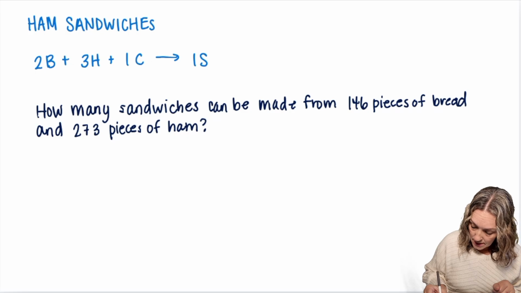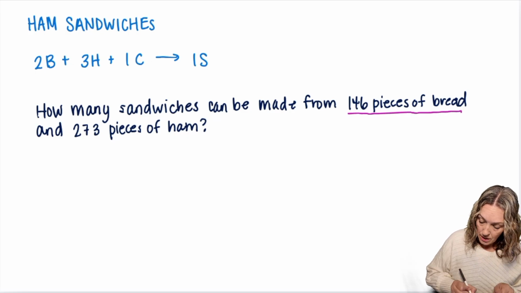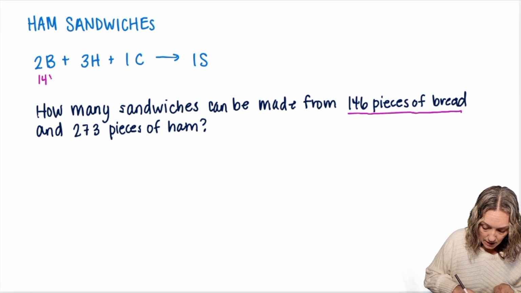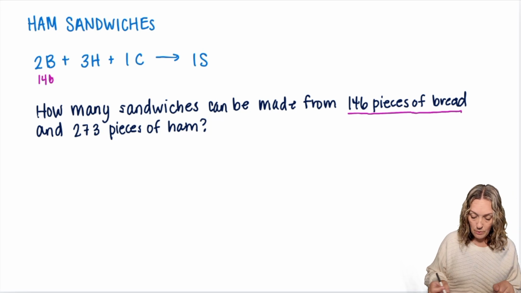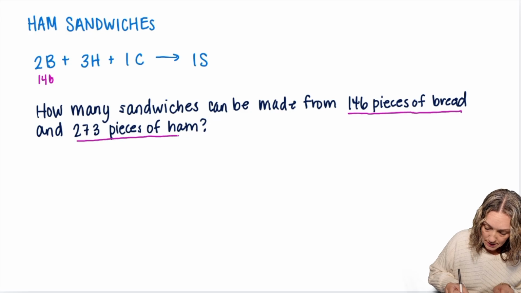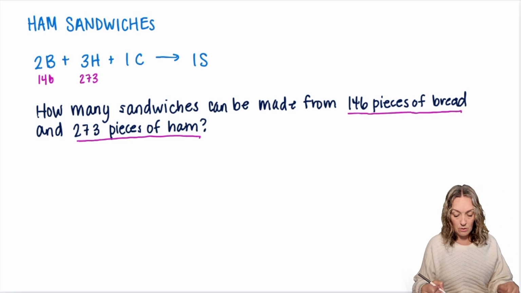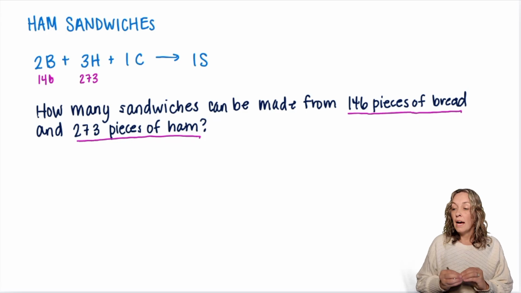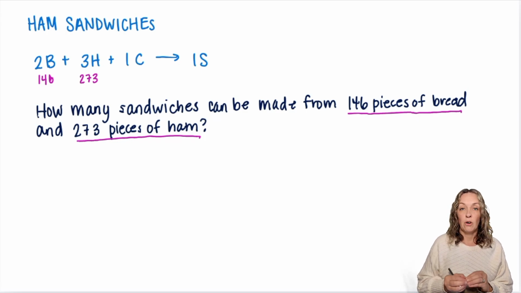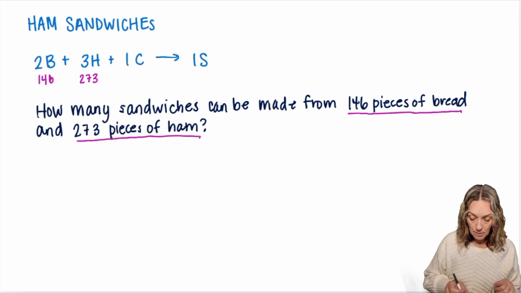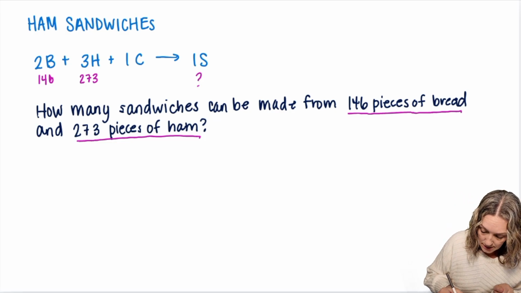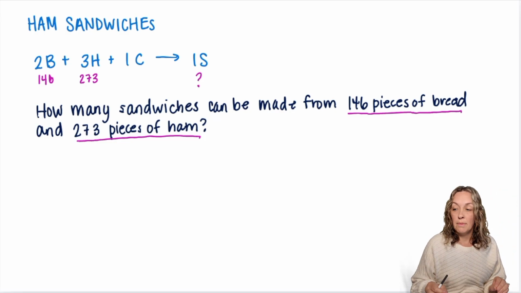Identify the substances that you care about the amount of. I have 146 pieces of bread, so I am going to write that underneath the bread in my balanced equation. I have 273 pieces of ham, so I'm going to write that value underneath the ham. Once I have identified what the numbers represent, I then want to identify my ultimate goal. What am I trying to find in this problem? It's asking me how many sandwiches. The sandwiches are my end point.